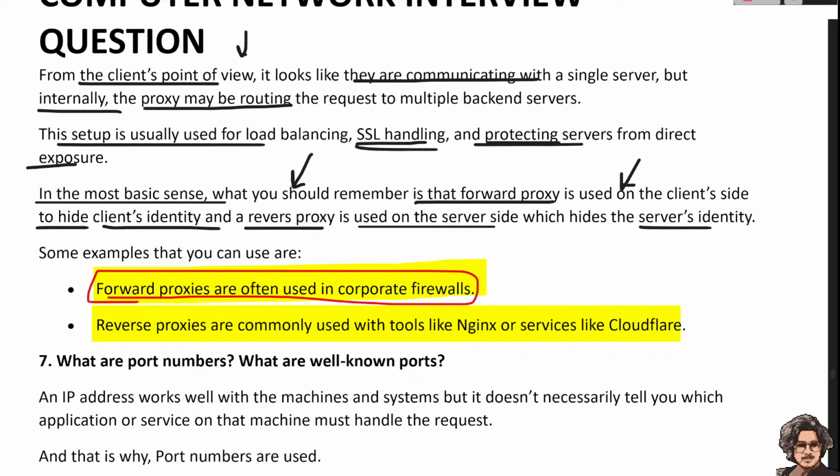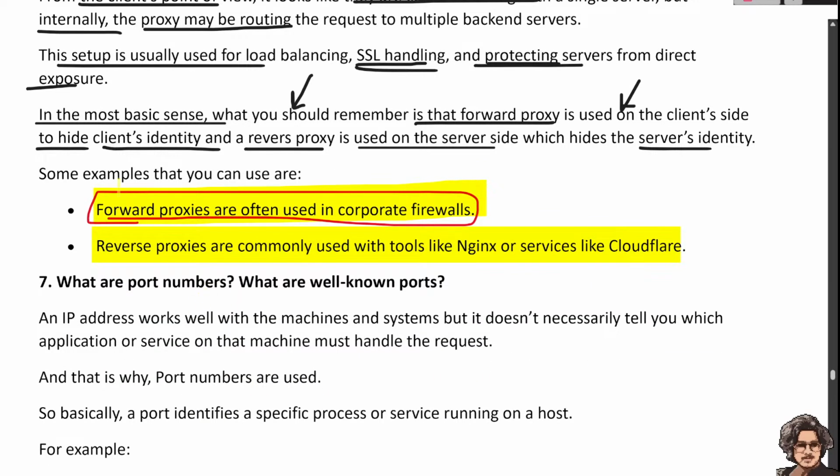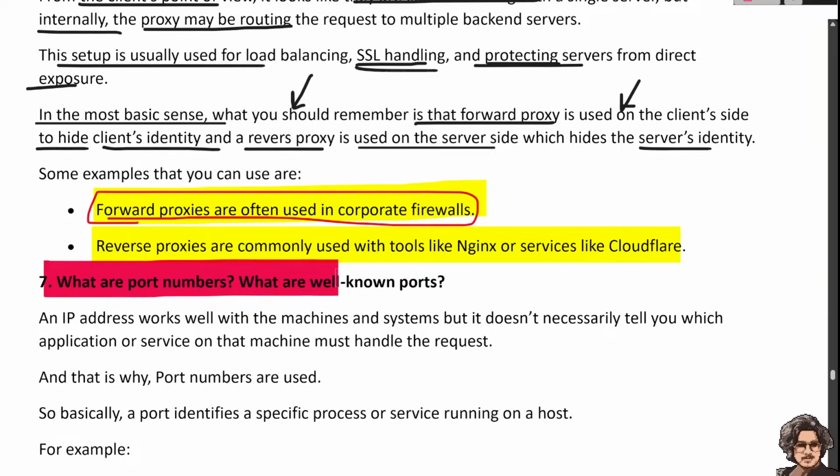So we understand the two different types of proxies. Let's see another question. What is a port number, and what do you mean by a port number? What are the well-known port numbers?